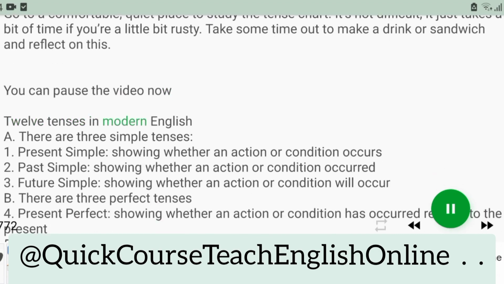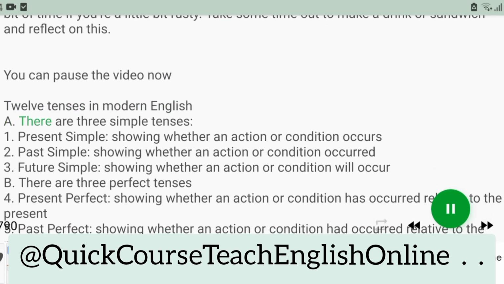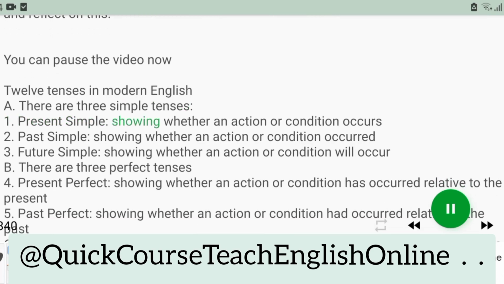12 tenses in modern English. A. There are 3 simple tenses. 1. Present simple, showing whether an action or condition occurs.